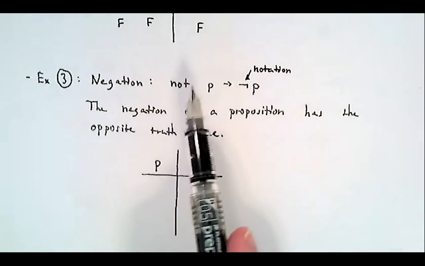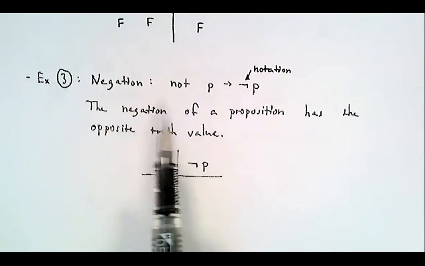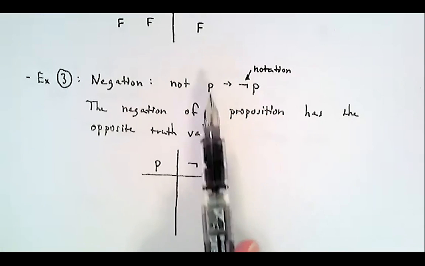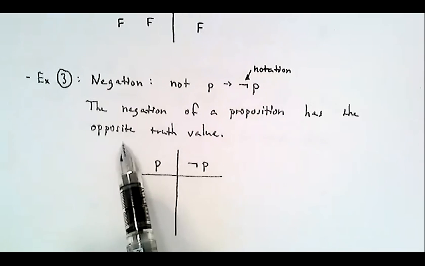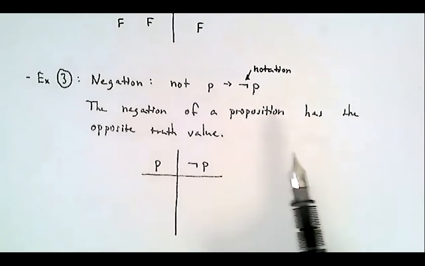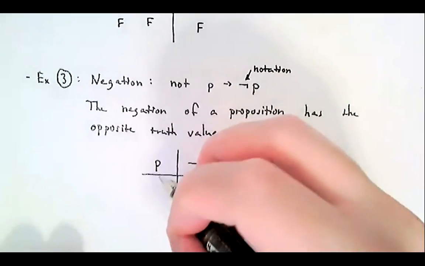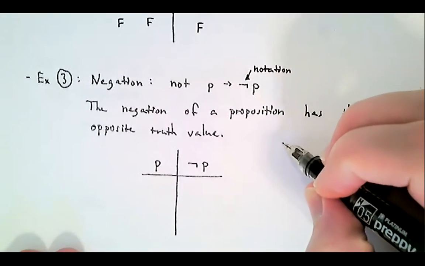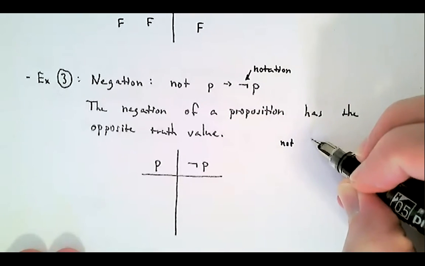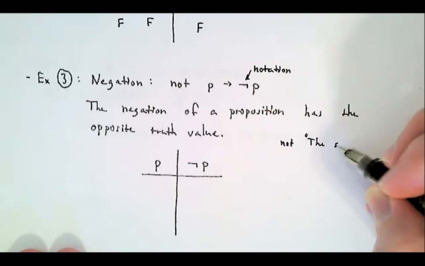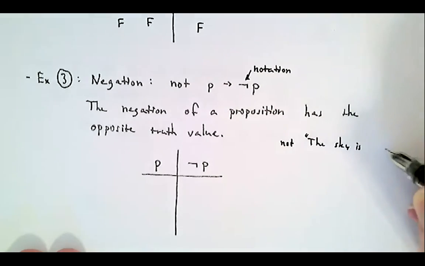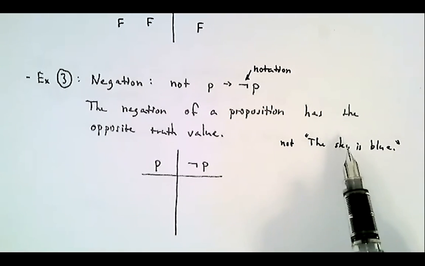And it works exactly like not does in English. If you write not next to something, that means you're changing the truth value of it. The negation of a proposition has the opposite truth value. So if you say not the sky is blue, it's not really maybe grammatically correct, but you're saying this is false.